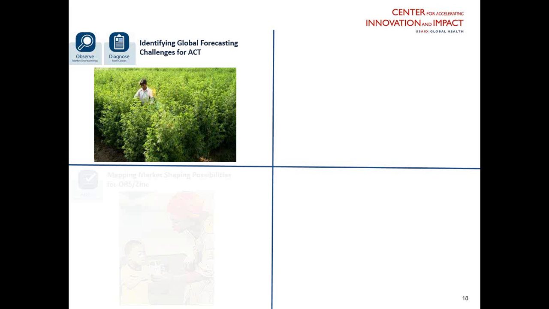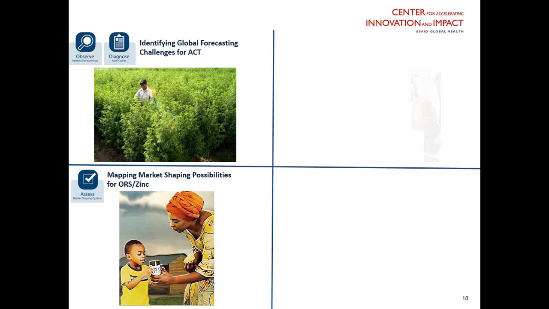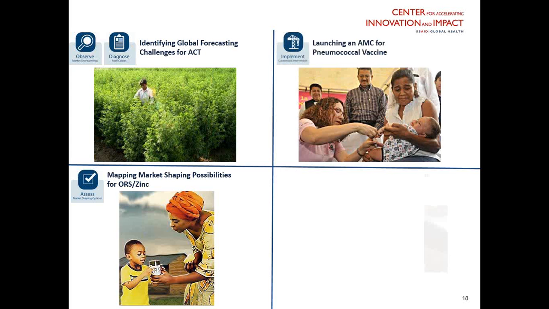The first 2 steps, observe and diagnose. We look at the anti-malarial market of artemisinin combination therapies, ACTs, and look at the global forecasting challenges present in that market. For the third step of assessing our options, we look at the ORS and zinc market and its ability to combat pneumonia and diarrhea, and how market-shaping possibilities were customized to different country situations and even sub-country specifics based on the presence of private sector actors and activity. On the step of implementing customized interventions, we look at the launching of the advanced market commitment for the pneumococcal vaccine and how that was implemented.